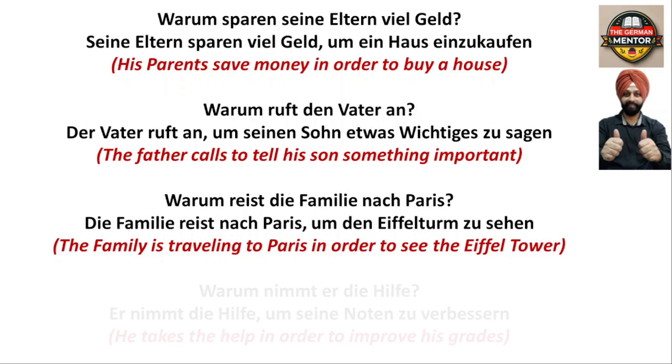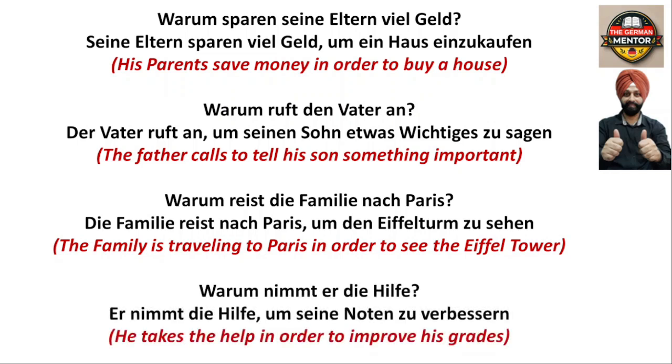Okay friends, now see the last example of today's session. Warum nimmt er die Hilfe? Er nimmt die Hilfe, seine Noten zu verbessern. He takes the help in order to improve his grades. So friends, in these examples you have seen that um comes at the start of the subordinate clause and zu plus infinitive comes at the extreme end. So when there is a purpose to doing some task, then we use the zu infinitive grammar term.